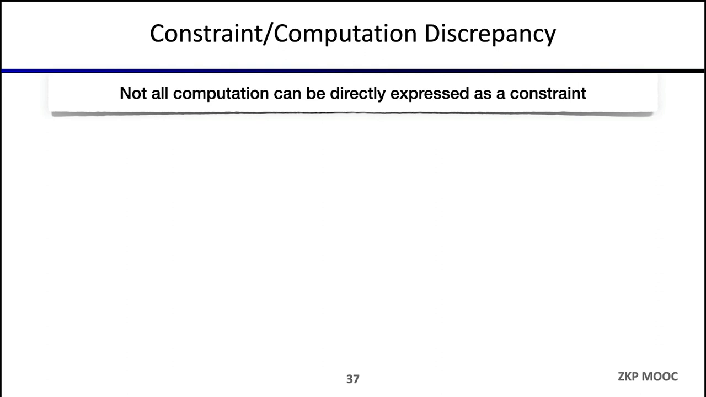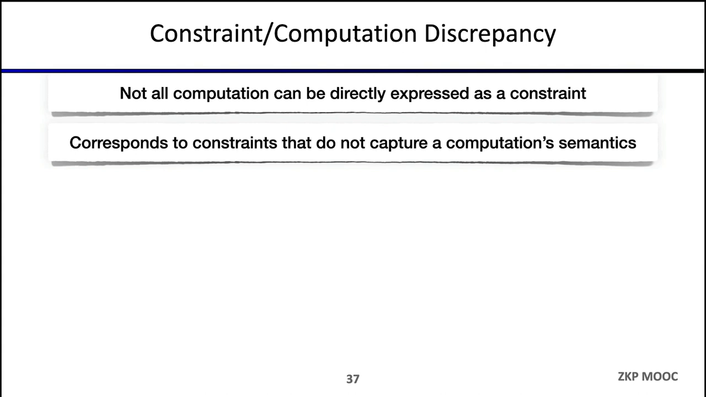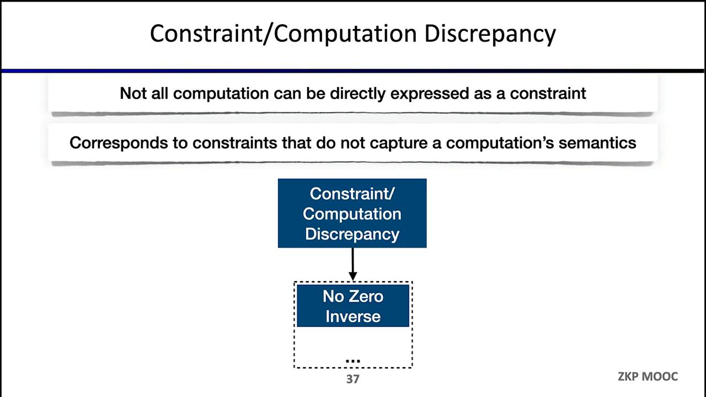So last but not least is the discrepancies between constraint as well as witness computations. Due to the design of ZK-SNARK, not all computation can be directly expressed as constraint in the proof system. As a result, a bug can arise when the constraint does not faithfully capture a computation's semantics. Here, I'm going to use a non-zero inverse as an example to illustrate this bug. In practice, there are many, many such variants, okay?